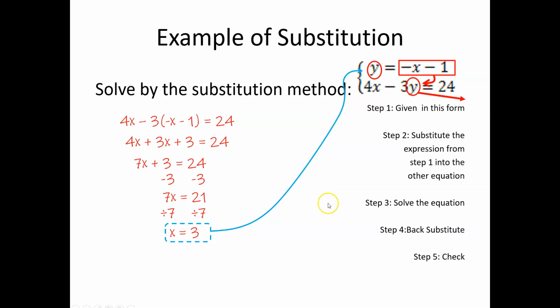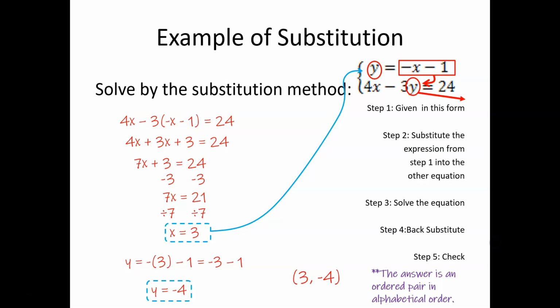Then you're going to take that equation, y equals negative x minus 1, and we'll get y equals negative 3 minus 1, and we get y equals negative 4. There's the second half of our equation. So our answer is 3, negative 4. Once again, the answer is an ordered pair in alphabetical order. So x comes first, then y. If you had different letters, you could substitute those in.